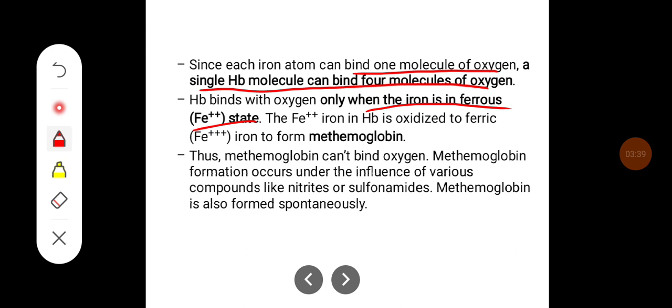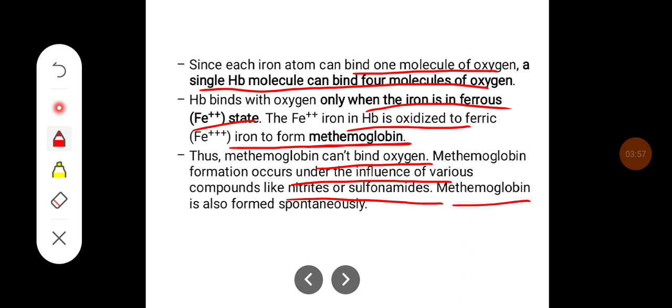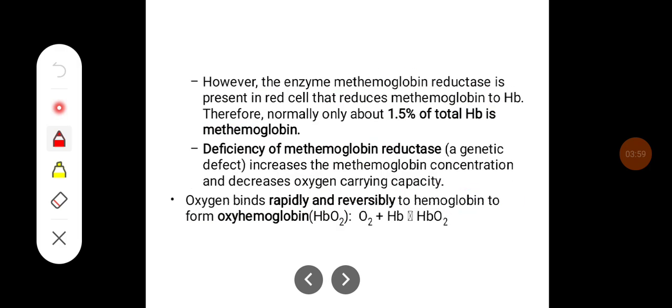The ferrous iron in hemoglobin is oxidized to ferric iron to form methemoglobin. Thus, methemoglobin can't bind oxygen. Methemoglobin formation occurs under the influence of various compounds like nitrates and sulfonamides. Methemoglobin is also formed spontaneously. However, the enzyme methemoglobin reductase is present in red cells that reduces the methemoglobin to hemoglobin. Therefore, normally only 1.5% of the total hemoglobin is methemoglobin.